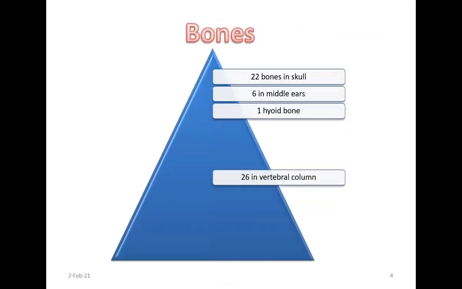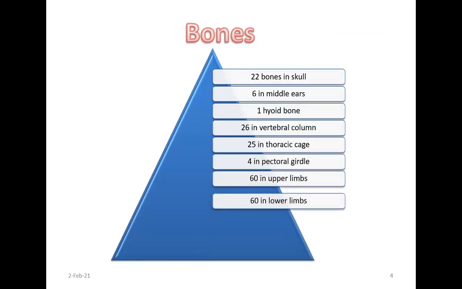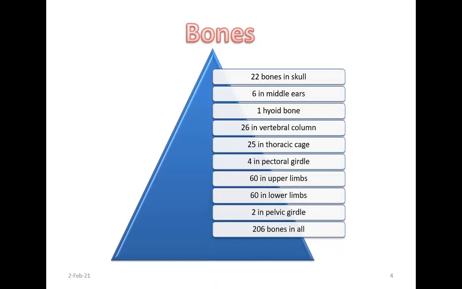Now we'll study the bones. As we saw, the skeletal system is made up of bones. The main structure within the skeletal system is the bones. As I said before, the bones are divided into different parts. There are bones within the skull. There are 22 bones which form the skull, which protects the brain.